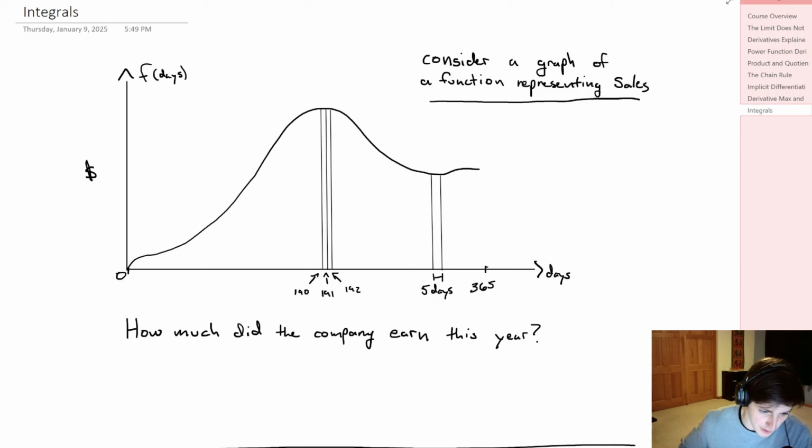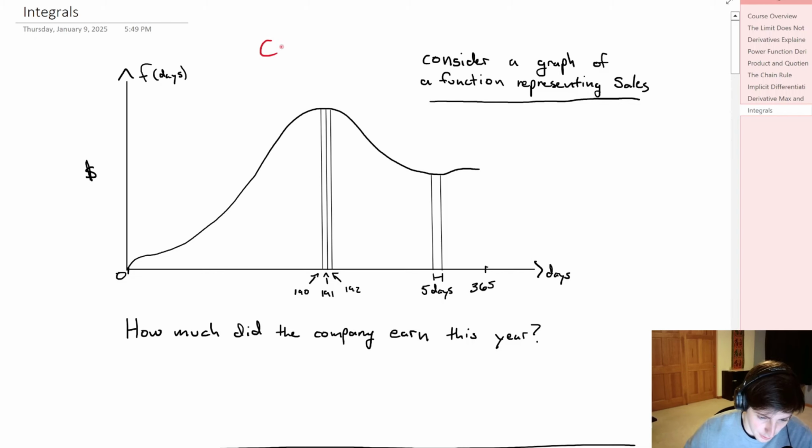This video took a while, but in this video, we're going to be talking about integrals. And integrals are kind of this mysterious thing, a little bit different than derivatives. But the way that I think we can start this off to be useful is we're going to consider the graph of a function that's going to be representing sales.